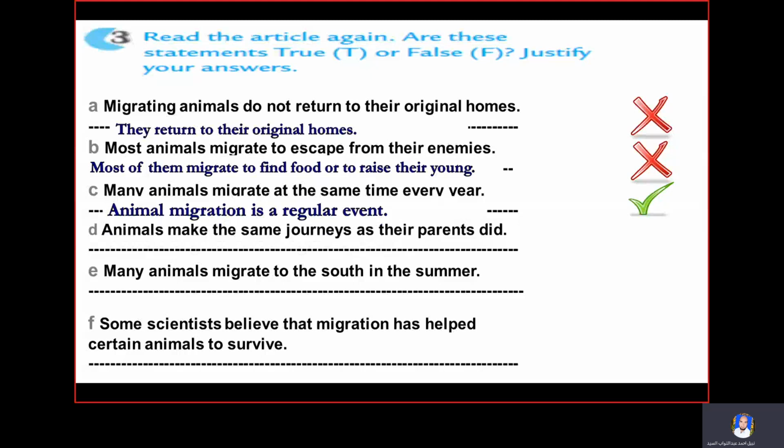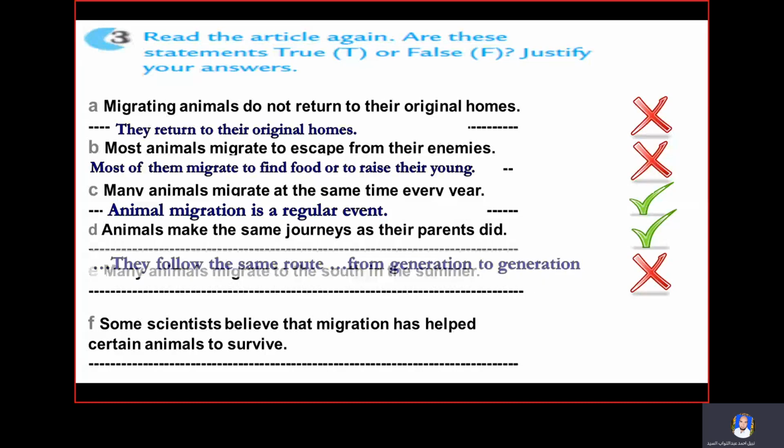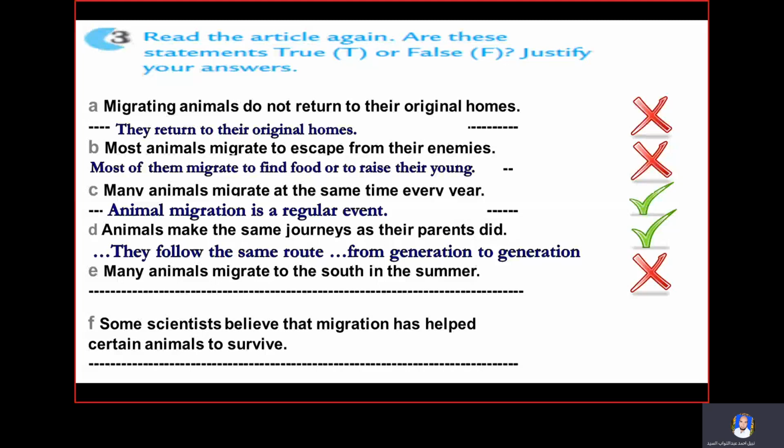D. Animals make the same journeys as their parents did. Yes, that's right. Justify your answer. They follow the same route from generation to generation. E. Many animals migrate to the south in summer. Yes, that's false. Many animals migrate to northern regions during the summer. So during the summer, they migrate to the north. During the winter, they migrate to the south.